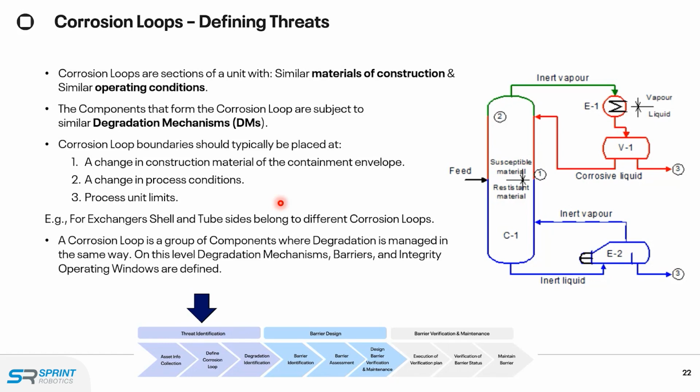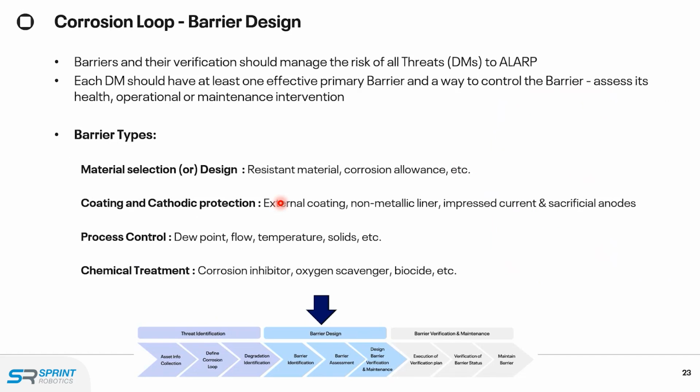Today we do it the other way around. We build the corrosion loops, we do the RBI analysis, and the outcome of that will be populated into a corrosion control document, or CCD. So: threat identification, barrier design, right? The barriers are created to mitigate or reduce the risk of those threats to as low as possible.